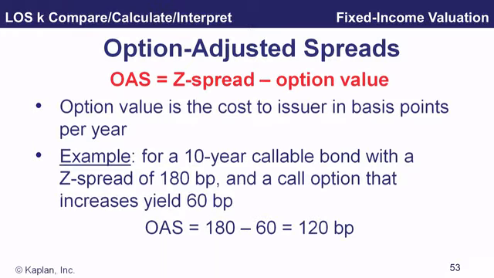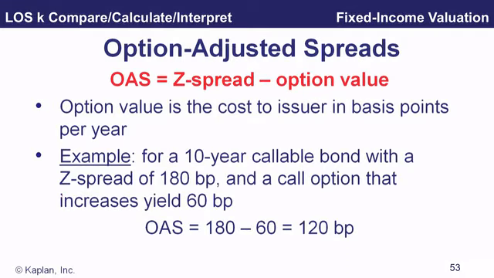And option-adjusted spreads. Well, we talked about adjusting for the options embedded in bonds earlier. We'll look at it in terms of yield now instead of terms of price. The option-adjusted spread is the Z spread minus the option value. So when we think of option value with a bond with an embedded option, it's the cost to the issuer in basis points per year. Now remember, for a callable bond, the yield has to be higher to compensate bondholders who are short the call option. The call option is owned by the issuer.